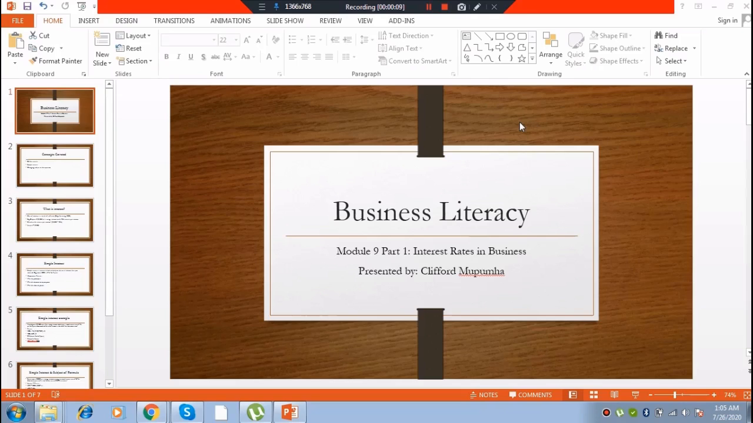So today we are looking at module 9, and the topic is interest rates in business. You may need to go through the previous modules that we've covered, in particular module 8. There are some concepts which are also going to apply in this section, but it will all make sense as we proceed with our session. You will know what exactly I am referring to.